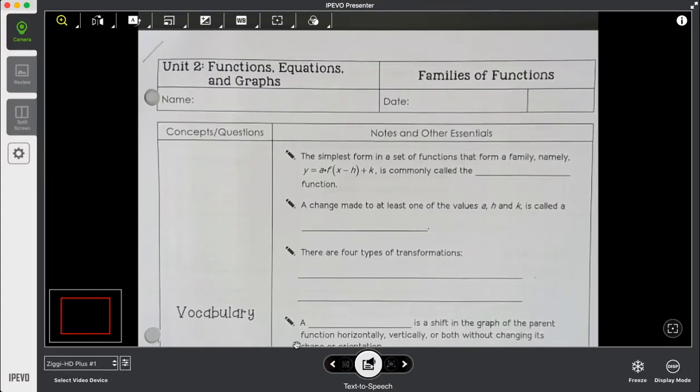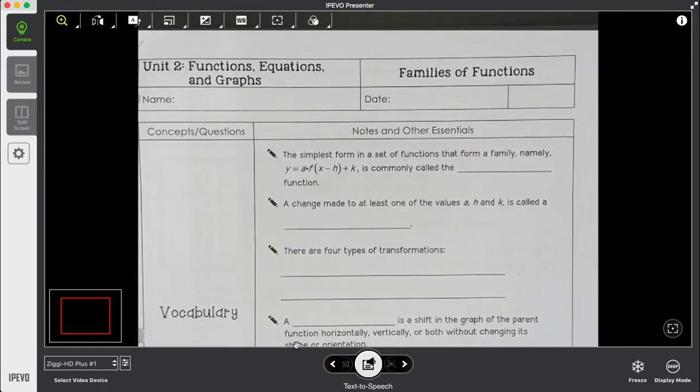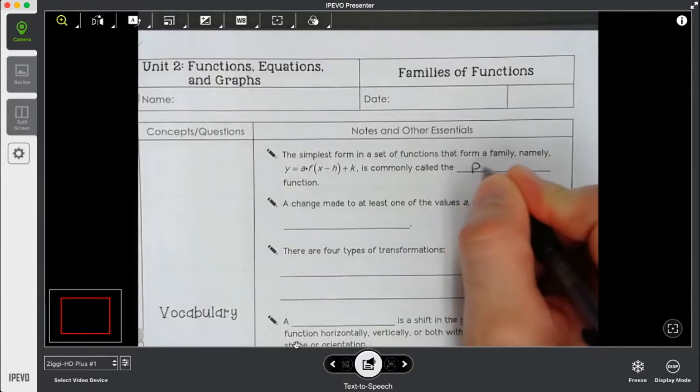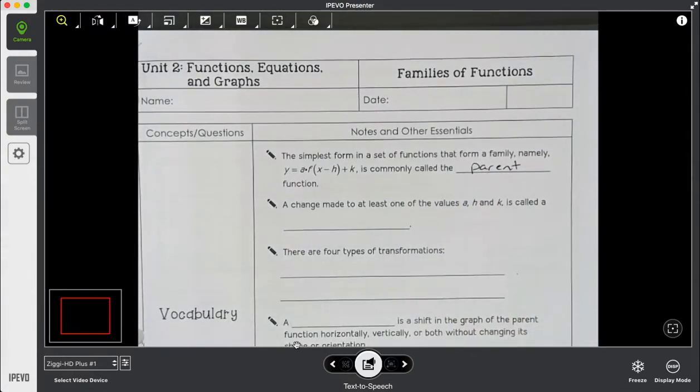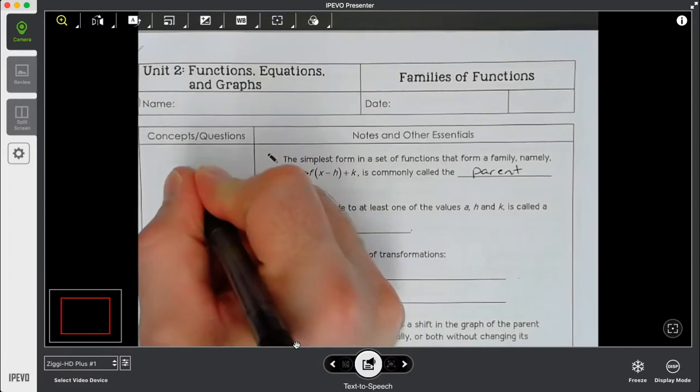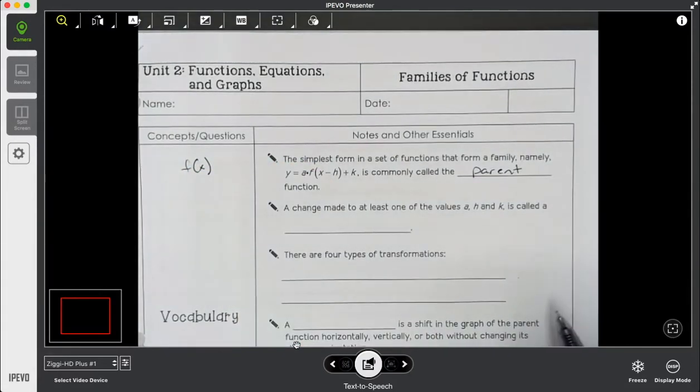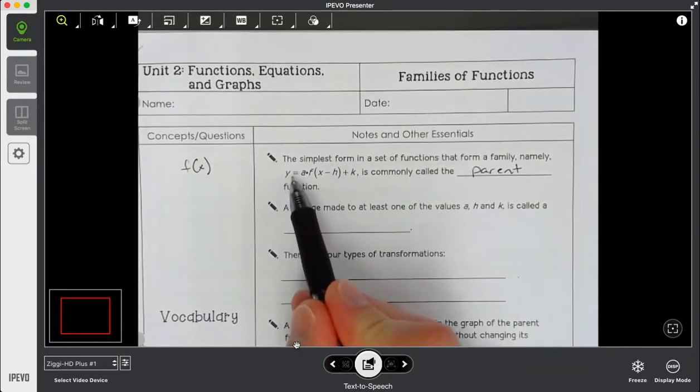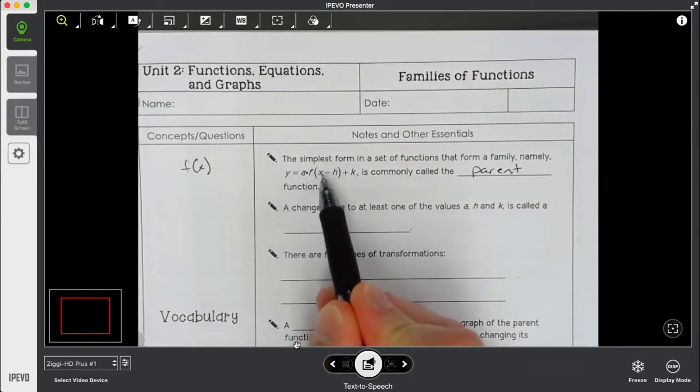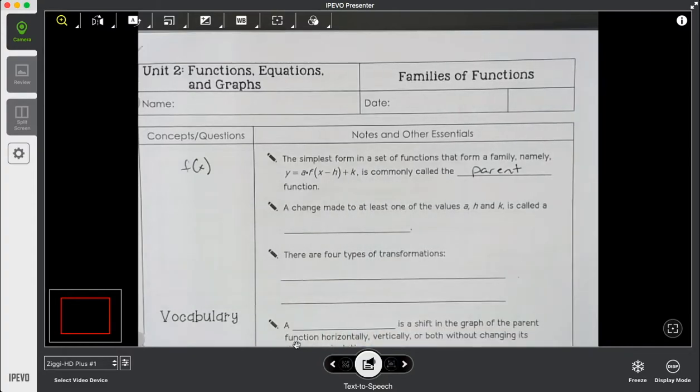So our next section is on what we will call families of functions. Some basics to start with: the simplest form in a set of functions that form a family is commonly called the parent function. So if my function is f of x, my set of functions will be y equals a times f of x minus h plus k. And so this is a general form of functions.